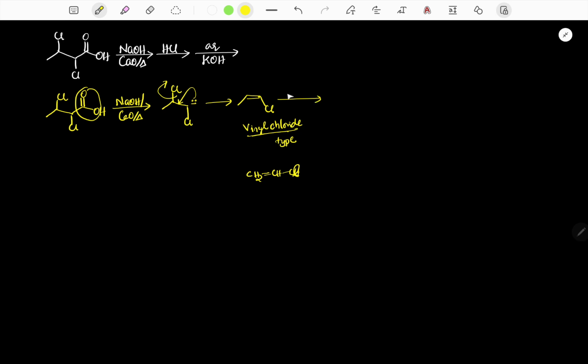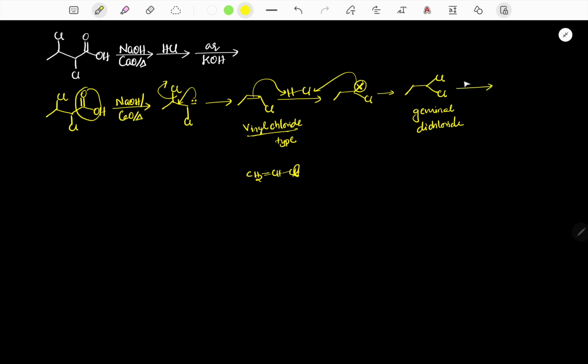Now it is treated with HCl. So here an alkene functional group is present. The alkene reacts with H plus and forms a stable C plus, and the stable C plus reacts with Cl minus and forms the corresponding geminal dichloride.